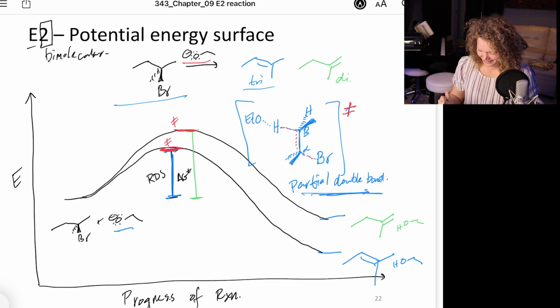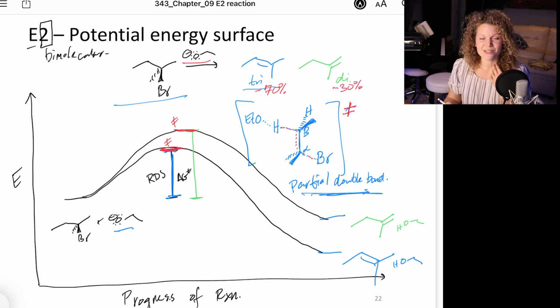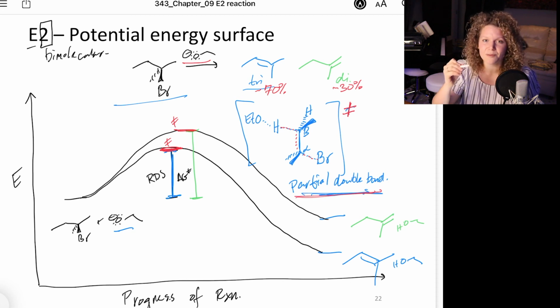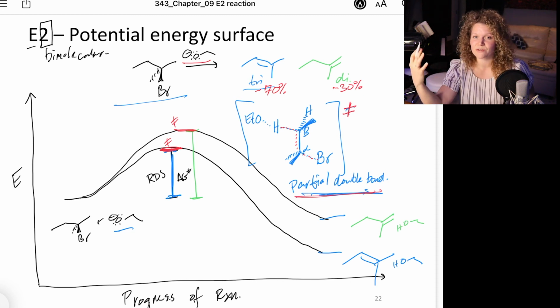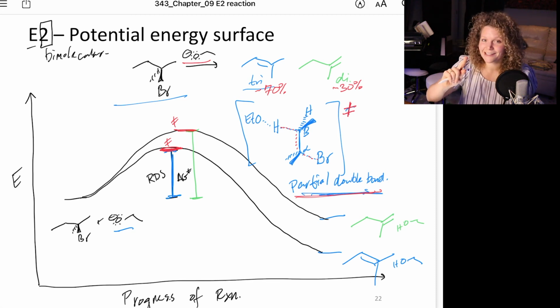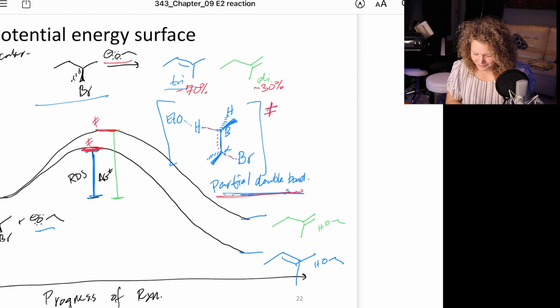I'm sure of it. And so when you look at this, we know the starting material, we know the products, we know the relative energies of the products. And because we ran the reaction and we saw that this was around 70% and the di-substituted only gave us around 30%, we can use this to explain the energies of the transition states. Pretty cool. And this all goes in line with how a double bond that's more substituted is more stable. So this is the potential energy surface for an E2 reaction. Again, it's concerted.